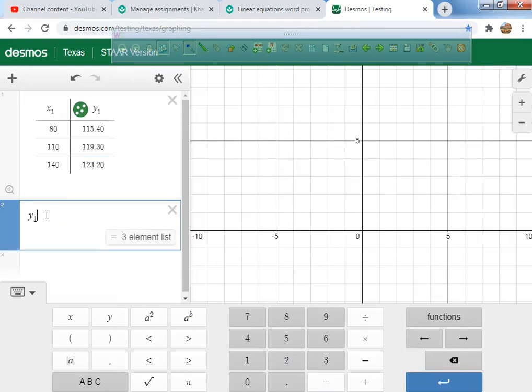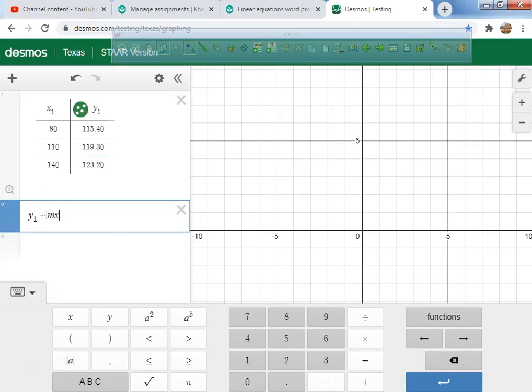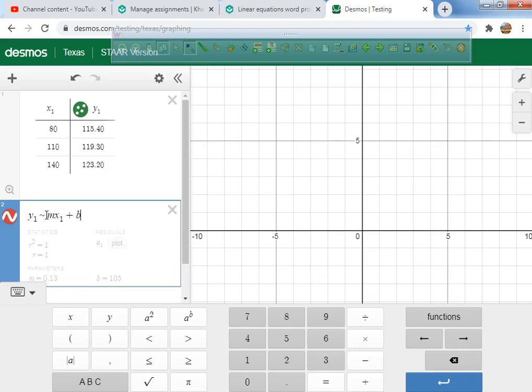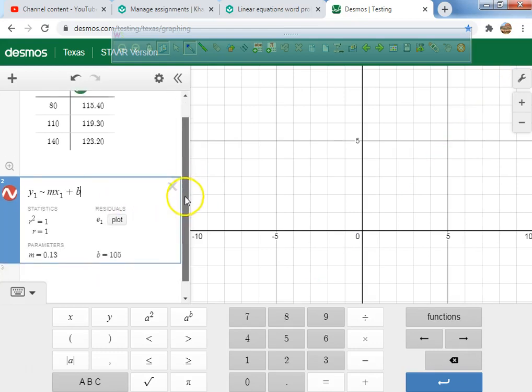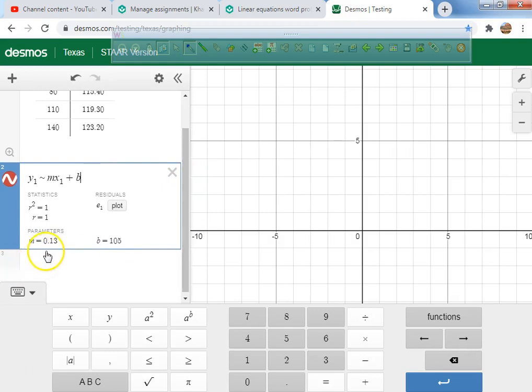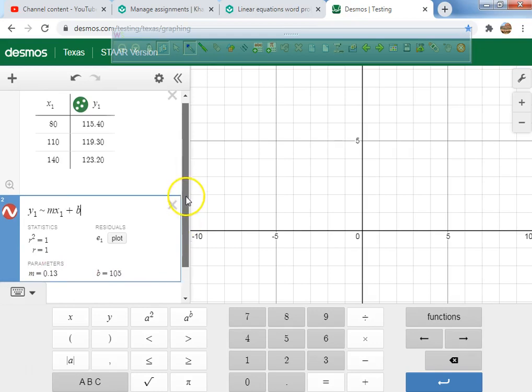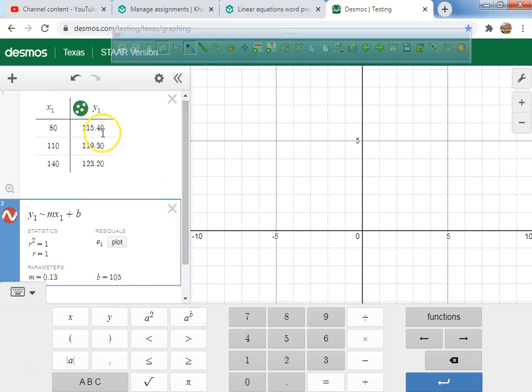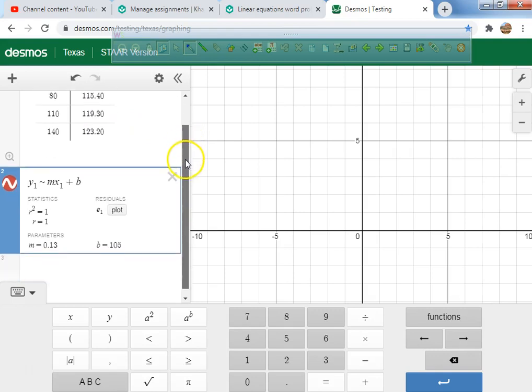Okay, now that you typed it in correctly, you can type in the phrase that pays, y1, you've got to put the little tilde, mx1 plus b. And what this does is it allows you to have what's called the slope and the y-intercept. So there's the slope and the y-intercept that goes with this table.